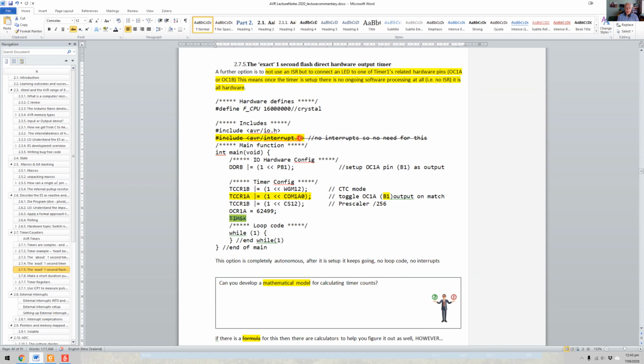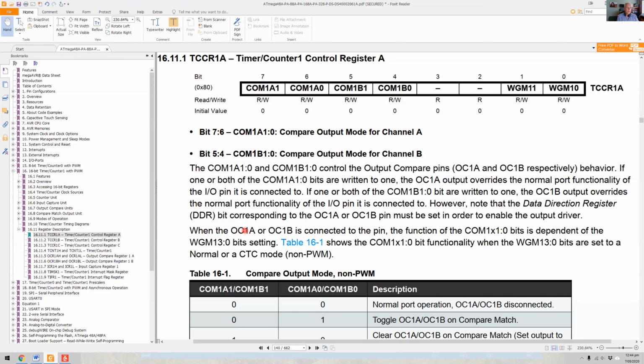So how do we do that? There's obviously a bit in a register that we have to figure out somehow. What I've done here is I've configured it. That's the bit in the register that we have to configure to make sure that it toggles output compare pin 1A, which is of course port B.1 of our microcontroller. So I'm going to look at the data sheet, always back to the data sheet for our reference.